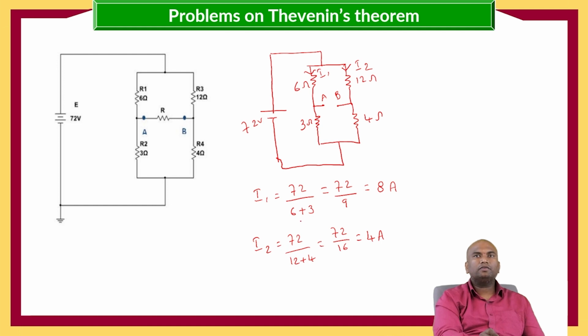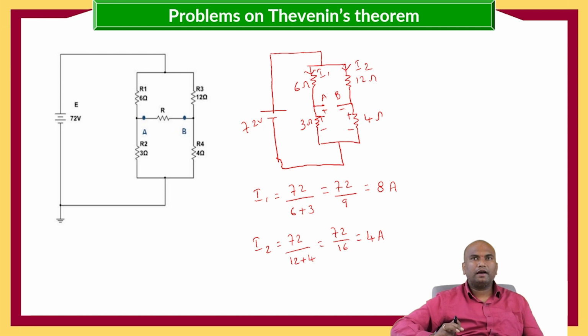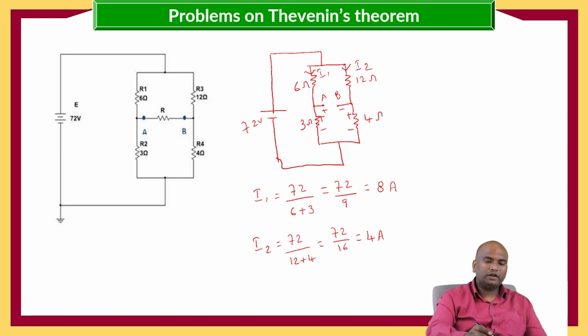Now the current flowing through 3 ohms is 8 amperes. Current flowing through 4 ohms is 4 amperes. So VAB is nothing but this is plus minus plus minus plus minus. So VAB is equal to, so we got I1 and I2 values. After getting I1 and I2, we need to go with the calculation of VAB.